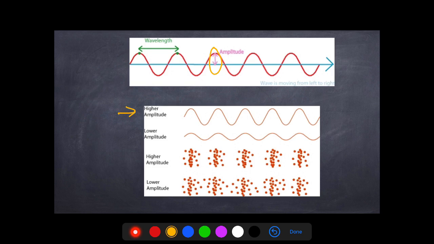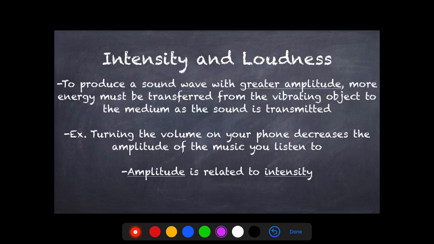You can also see in this image that it shows both a wave and the particles. In the wave, you can see how the higher amplitude is a lot higher and the particles are closer together than in the lower amplitude. In the higher amplitude, the particles are closer together, versus in the lower amplitude, where they are more spread out.